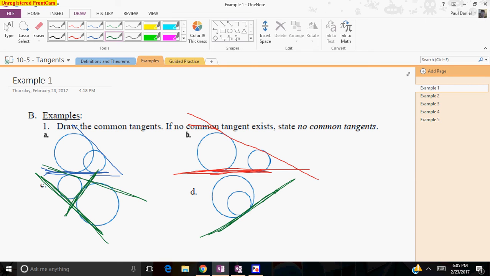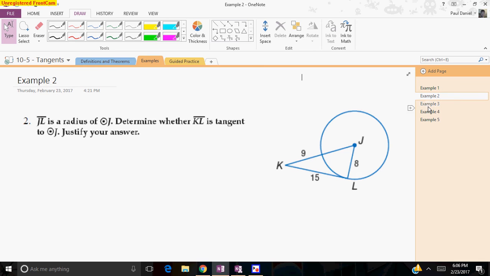So each one of them has a common tangent, whether or not one is inside the other one. If they intersect, just barely touch, like they intersect at one point, then we know we've got a tangent. If they are overlapping or separated, we can probably draw a common tangent to connect them. Okay, so that's good. Let's get into this next example.